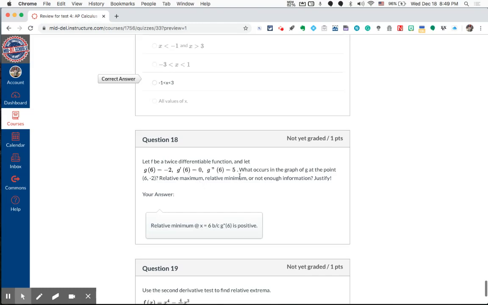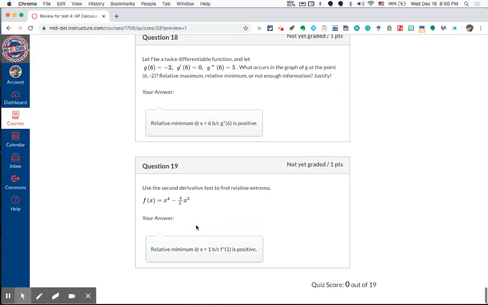So a max or min has to occur whenever I have a critical point. This right here tells me we have a critical point because my derivative equals 0. And the second derivative is positive, so I'm concave up. If I have a critical point where I'm concave up, then I've got a minimum, because G double prime of 6 is positive. So for a relative extrema, my derivative needs to be 0, and then I determine whether my second derivative is positive or negative, and that tells me if I have a minimum or a maximum.